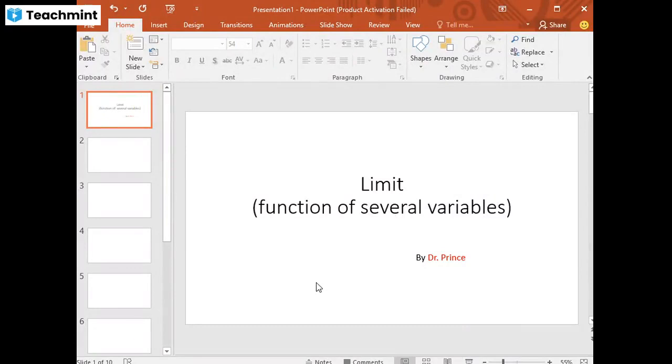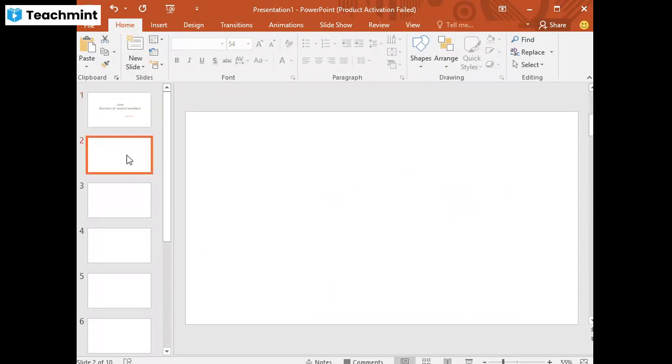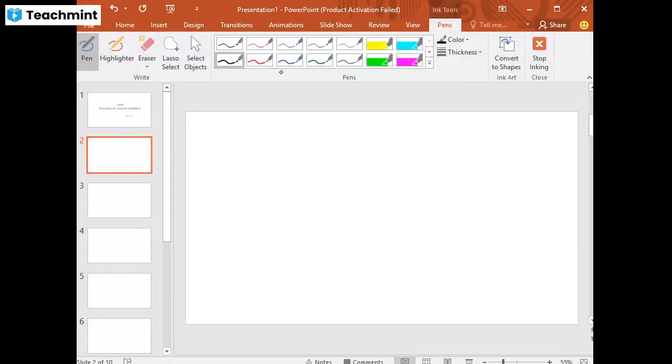Okay, students, in this video we are going to discuss the concept of limit, especially the case of functions of several variables. So firstly, we'll start with the basic concept. Firstly, we need to know: what is the distance between two points in a plane?